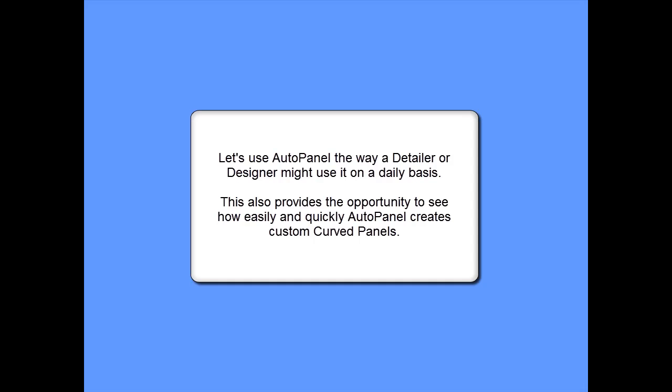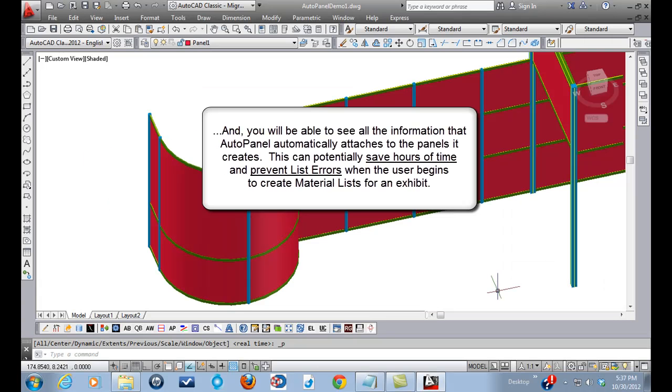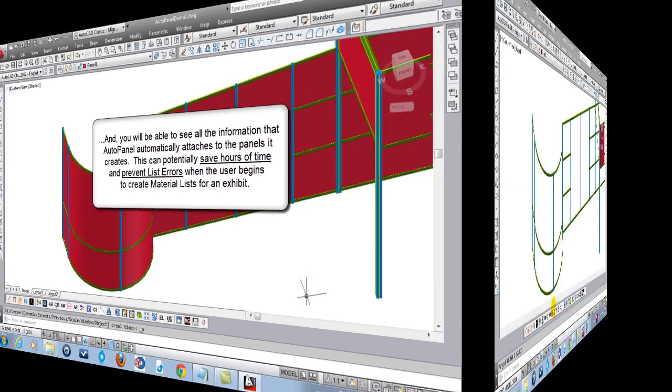Let's use AutoPanel the way a detailer or designer might use it on a daily basis. This also provides the opportunity to see how easily and quickly AutoPanel creates custom curved panels. And you will be able to see all the information that AutoPanel automatically attaches to the panels it creates. This can potentially save hours of time and prevent list errors when the user begins to create material lists for an exhibit.